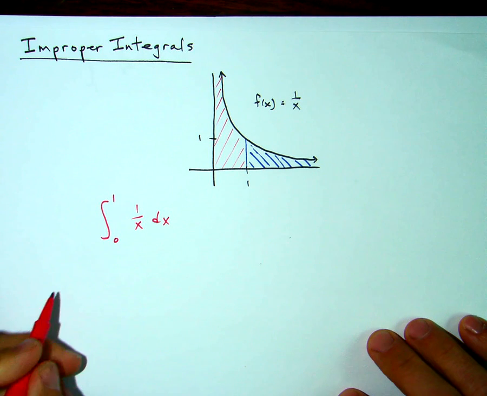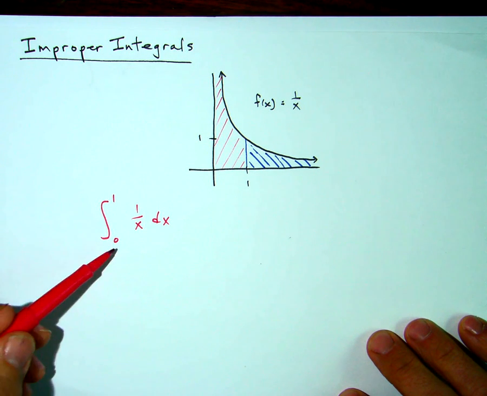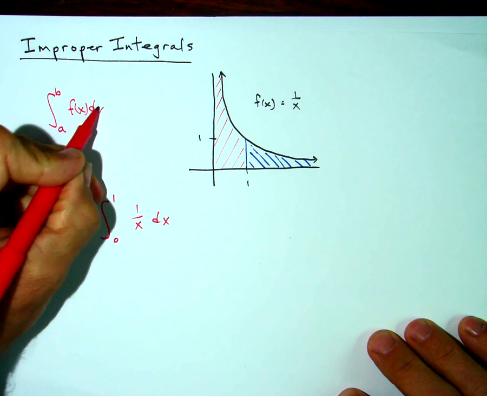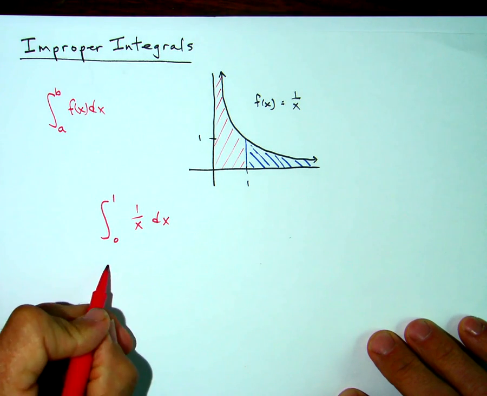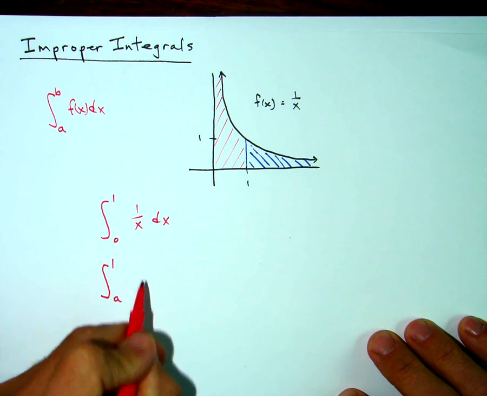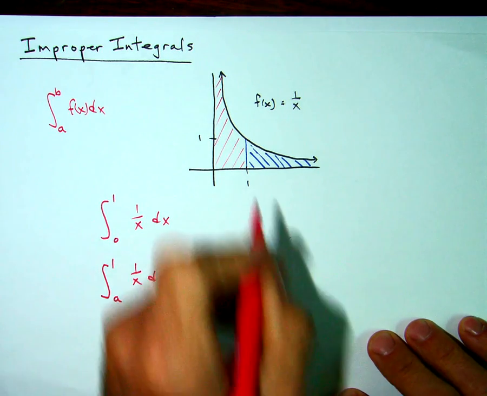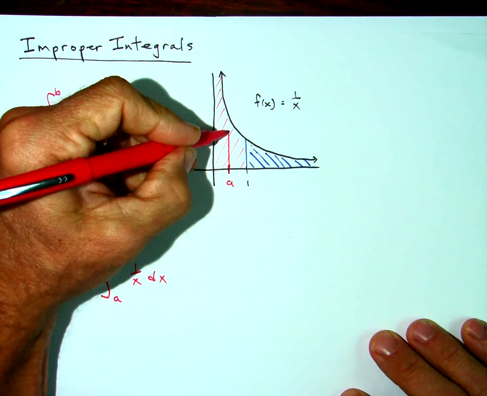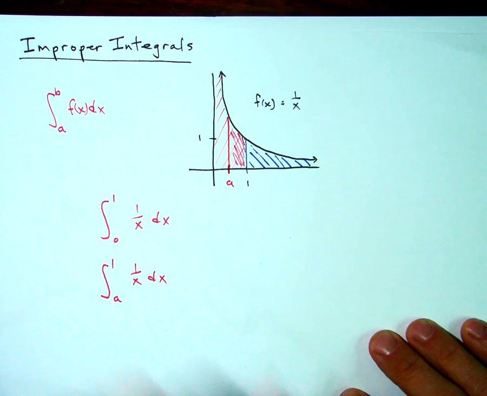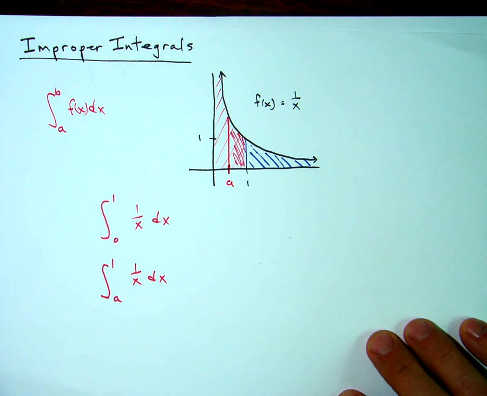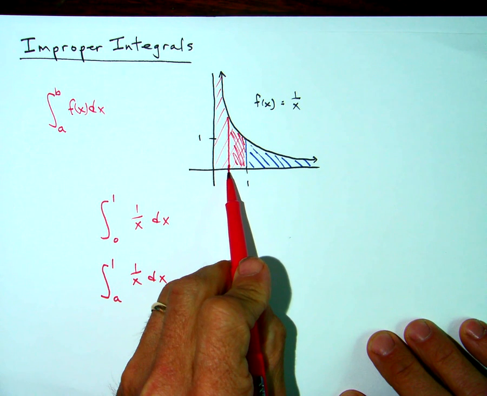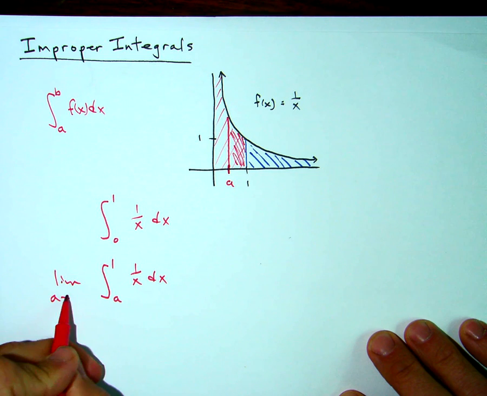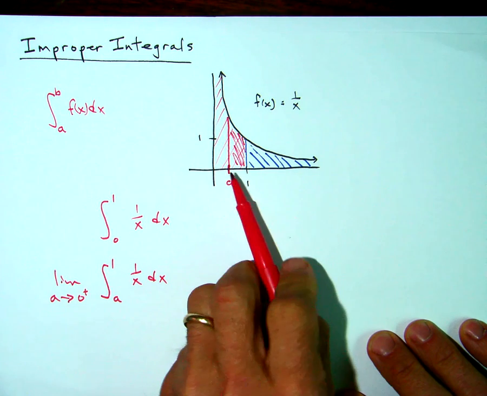So the way that we're going to write that, generally when we look at an integral from a to b of f of x dx, we're going to replace the lower limit with a. We're going to go from a to 1 of 1 over x dx. Let's say, for example, a is right here. Then we'd be looking at this area right here, and of course, that area is finite because it's closed. So what we want to do is let a move towards 0. We're going to take the limit as a goes to 0 from the right, approaching 0 from the right-hand side.